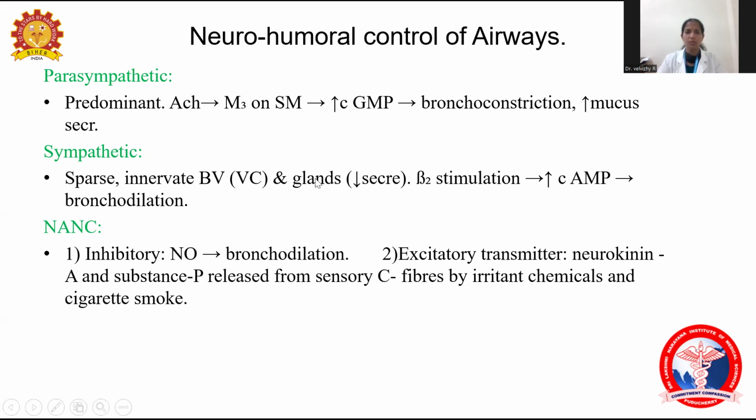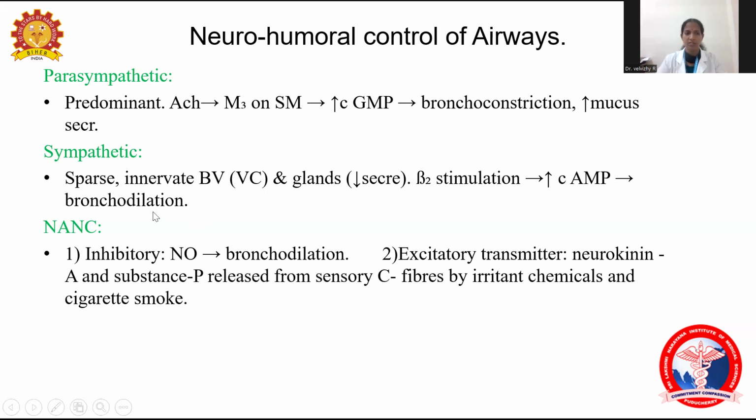So the sympathetic system acts on beta 2 receptors, which are present in smooth muscles. It increases the second messenger cyclic AMP and increases bronchodilation. So beta 2 agonists are a group of drugs that provide a beneficial effect in bronchial asthma. There are two groups of bronchodilators: one is beta 2 agonists and the second is anticholinergics. These two groups of bronchodilators are used for the treatment of bronchial asthma.